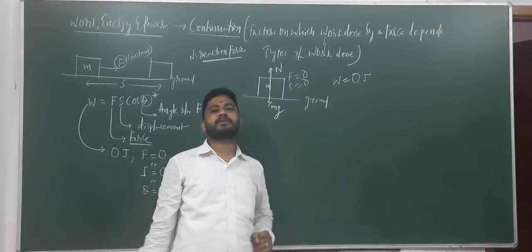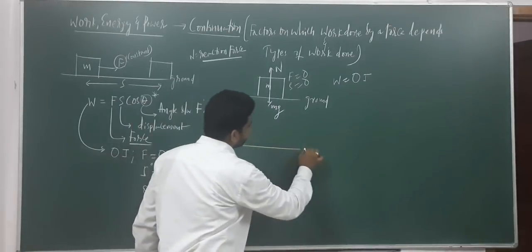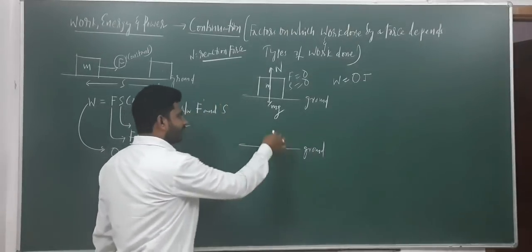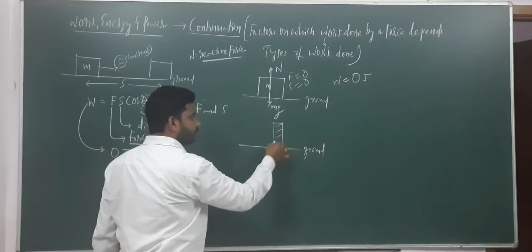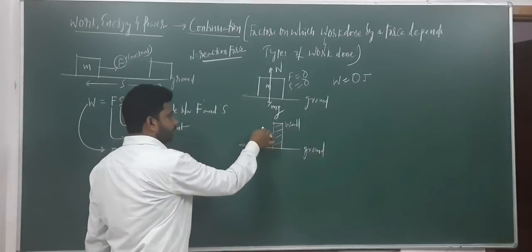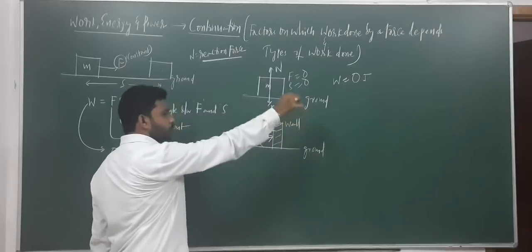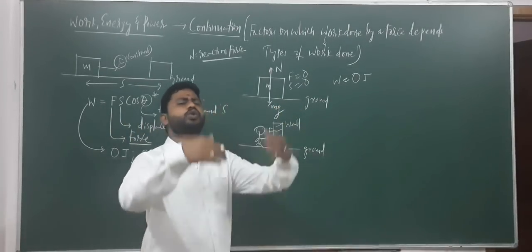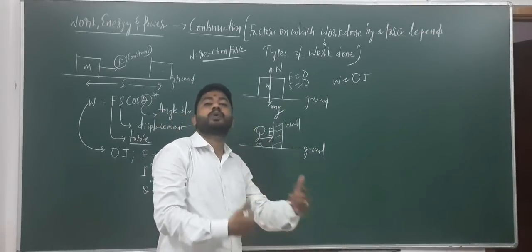A very interesting case I am going to tell you now. Let's see. So this is the ground. There is a wall here. A strong wall. A man here is pushing this wall with a great force: 1000 newtons, 2000 newtons, 5000 newtons. He is constantly trying to push the wall.